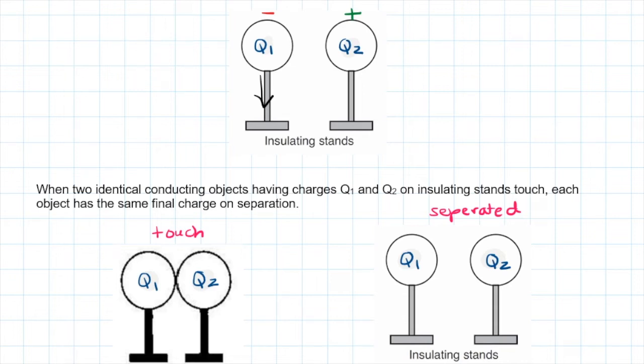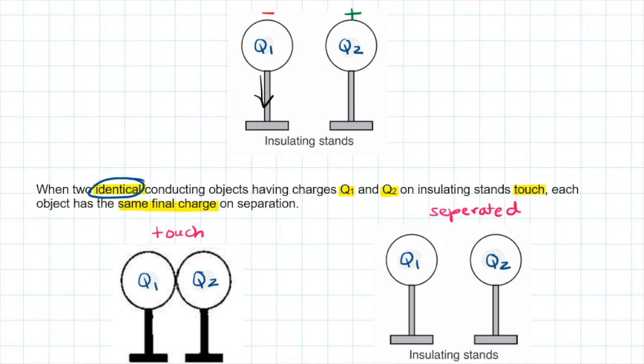What you should know is that when two identical conducting objects having charges Q1 and Q2 touch, in the end, after they touch and are separated, they will have the same final charge. Now, this is very important, the fact that they need to be identical. This means that they're made up of the same material and have the same size. And this is normally what you will find in grade 10 and grade 11.